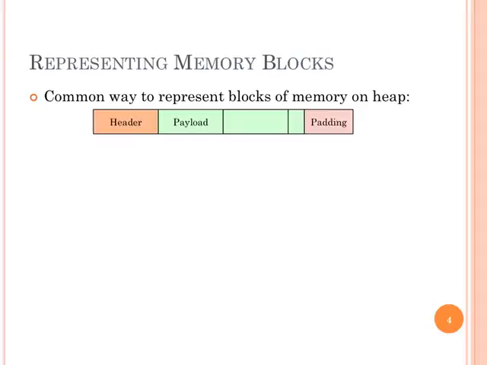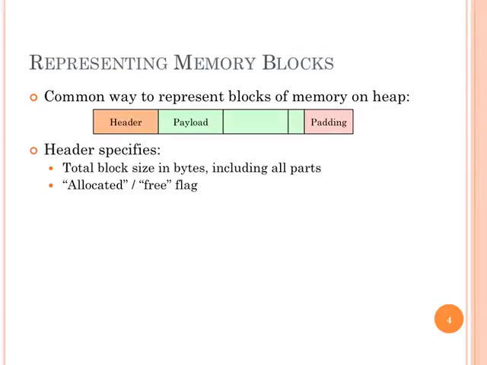This is a very common way to represent blocks of memory on the heap. And you'll notice we have these various regions, which we'll talk about. The header basically is the allocator's details that it needs to keep track of the allocated block. So like I say here, total block size in bytes, including all the parts, tends to be very common. Some way of indicating whether or not the region is allocated or free. So it might be just a flag, or you might be able to encode that in the block size.